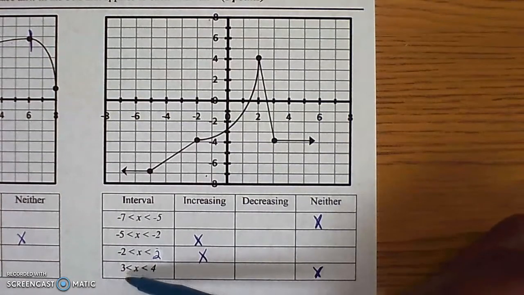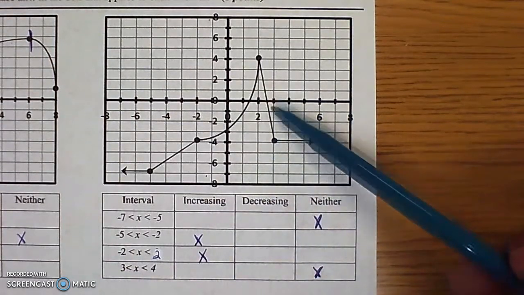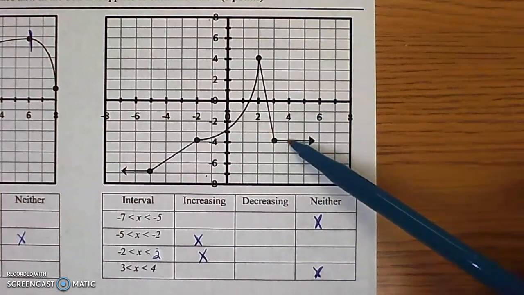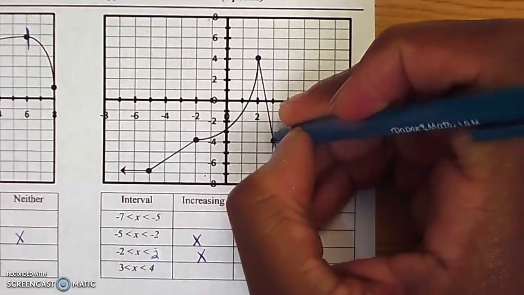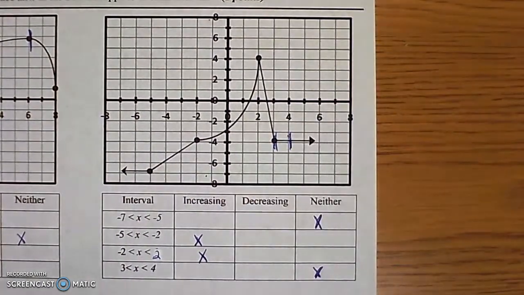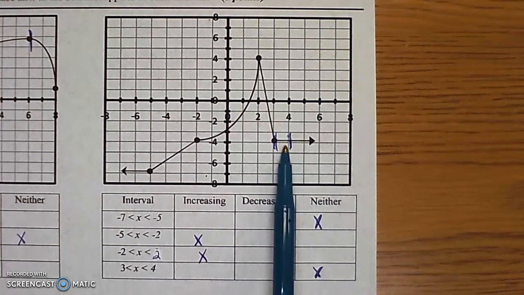And then last but not least, from 3 to 4. So 3 is here, 4 is here. Notice between 3 and 4, it does remain constant. So we would say that that is neither.